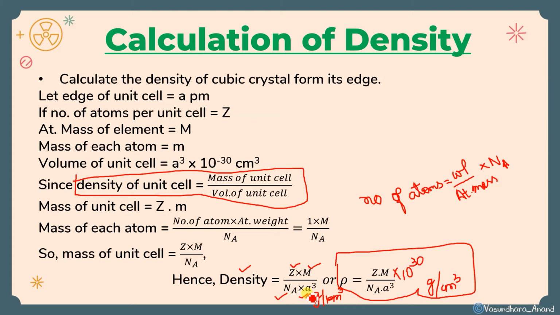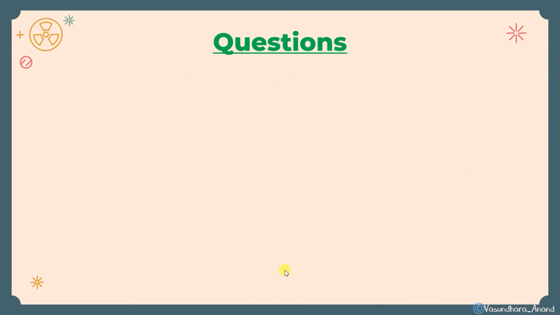Got it? So it can be asked like this is the density, this is the edge length, and atomic mass is given. So what will be the rank of that unit cell? Rank means Z. So you can find it in this way. Anyway, the question can be framed. Okay, so let's do some questions.